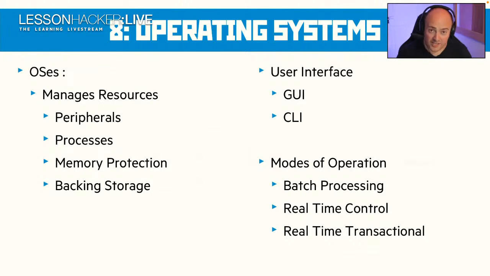It also deals with processes into working out, well, what needs processing time? Can I be fair with it? Can I distribute it? The same is true of memory protection. It's going to make sure that apps can't interact with each other's RAM, so they can't change values like passwords or things like that. And it also manages the backing storage, which again is the hard drive.